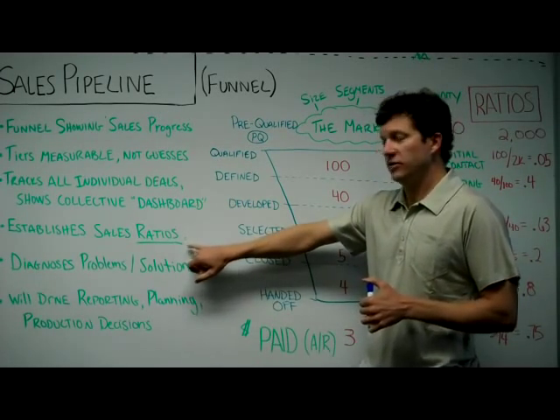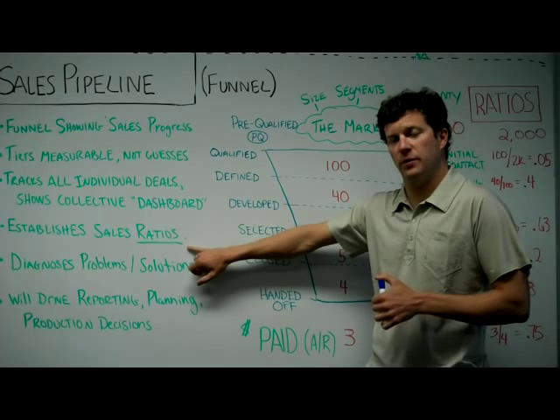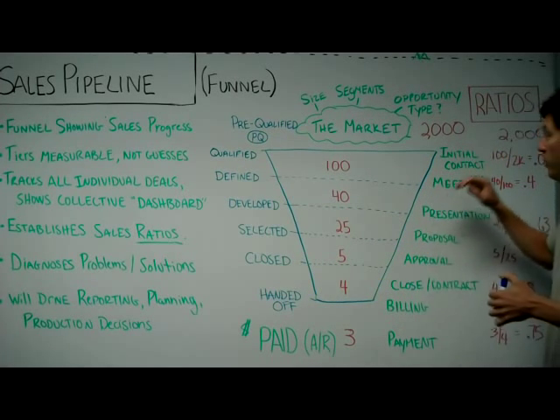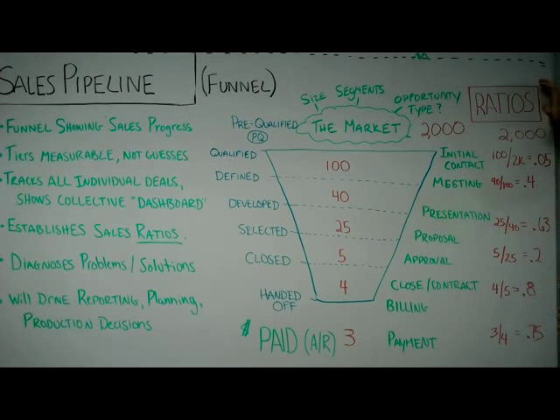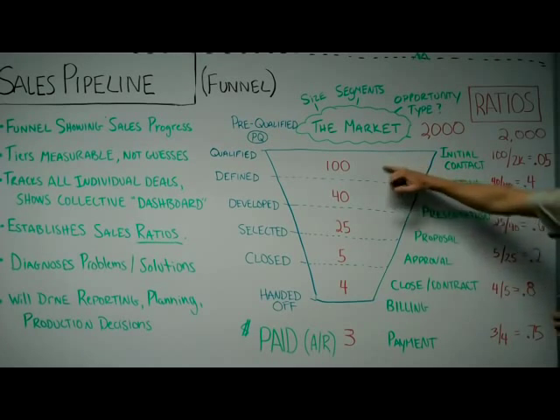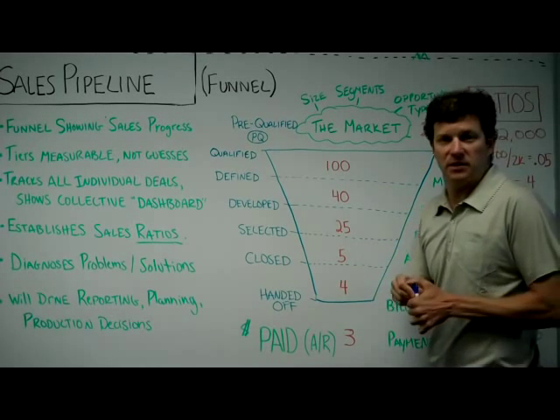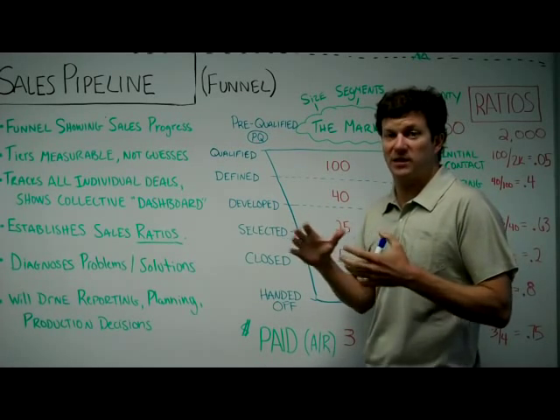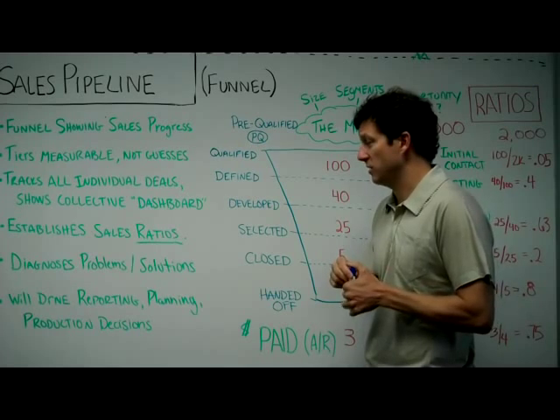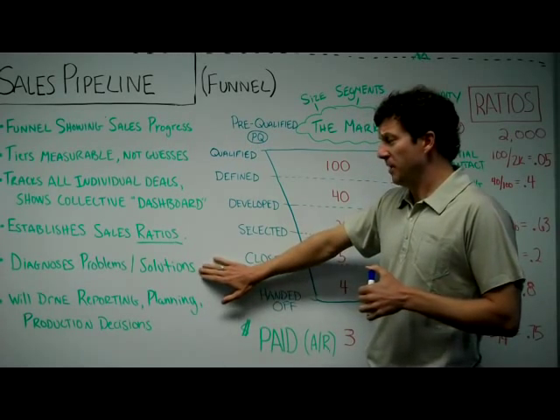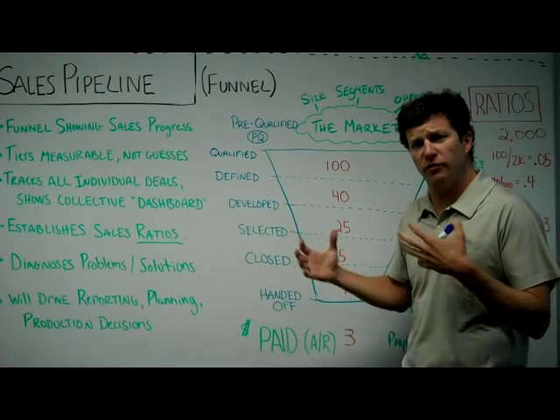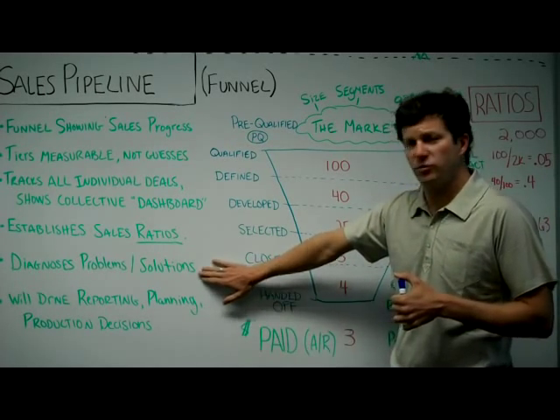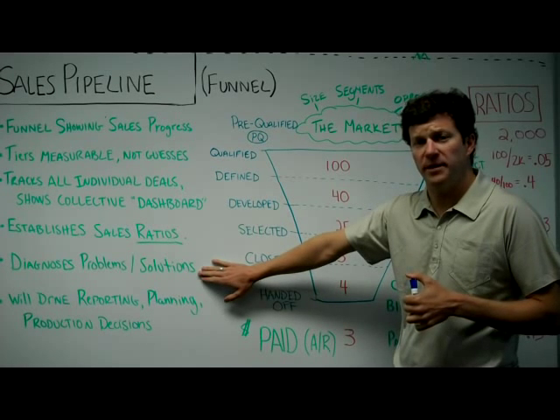It also establishes another really important concept to understand, which is called sales ratios. Ratios we'll get into near the end of the video. What that's talking about is, how many people are at each step, and what does that mean for my business? You can create ratios based on where people are in the process, how far along during the sales process they are. Also, because now you have this dashboard and a visual representation of what's happening inside of your sales process, you can diagnose problems and recommend solutions for those problems.